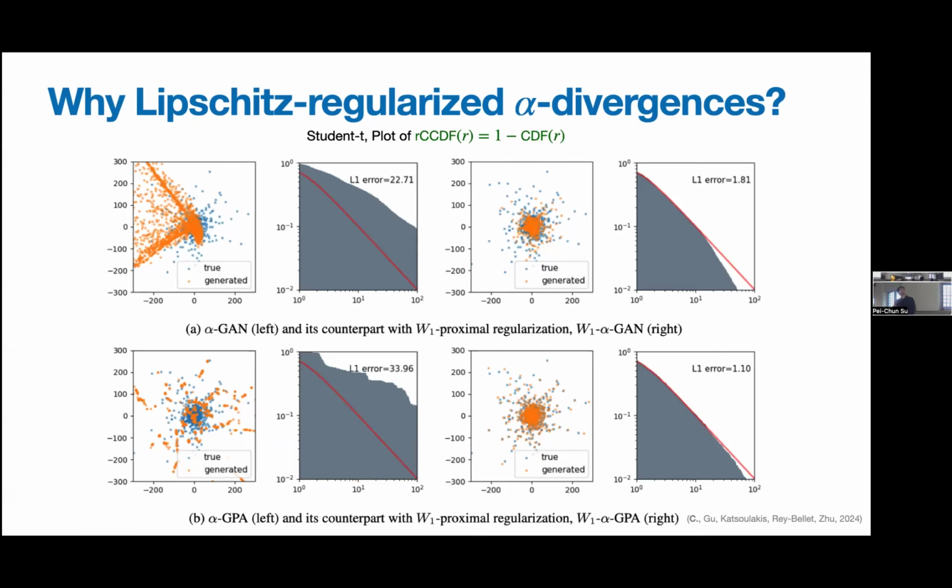Here we learn a Student's t distribution without a finite first moment. The left pictures are the generative models based on simply alpha divergence with no Lipschitz regularization. These red curves are the ground truth plots of the complementary cumulative distribution functions. And on the right-hand side, these two are the ones with Lipschitz regularization. So you can see they generate better particles and the tails are also better captured.